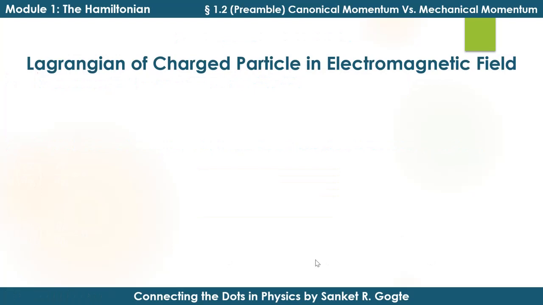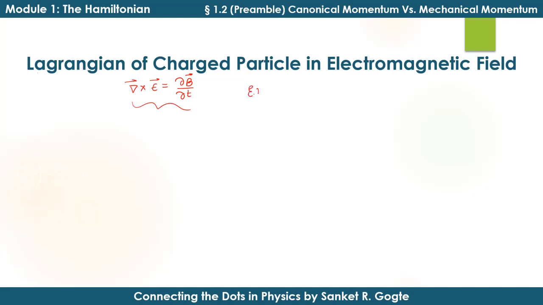Okay, so now let's derive the Lagrangian of a charged particle in an electromagnetic field. Let's start by considering one of Maxwell's equations of electrodynamics, which is del cross E is equal to minus dou B by dou t. This equation is basically the differential form of Faraday's law of induction.